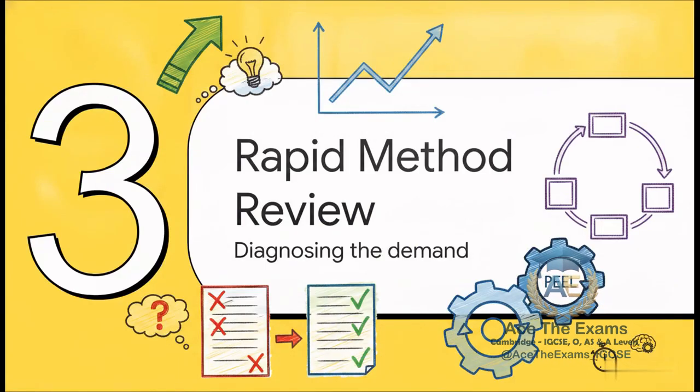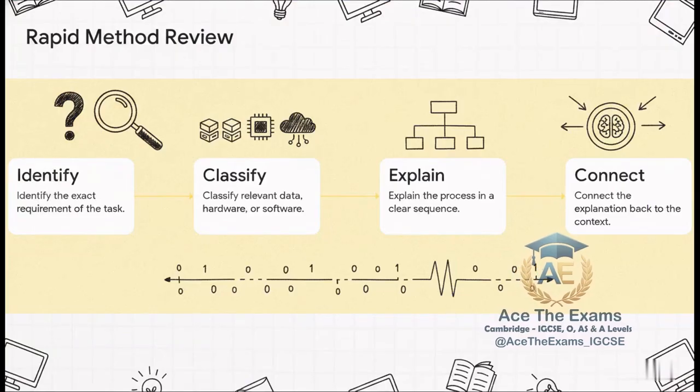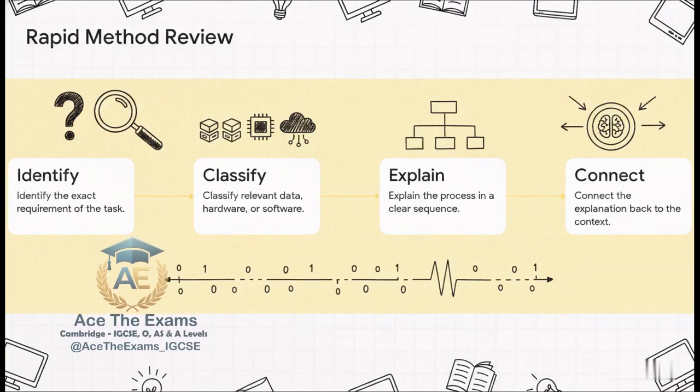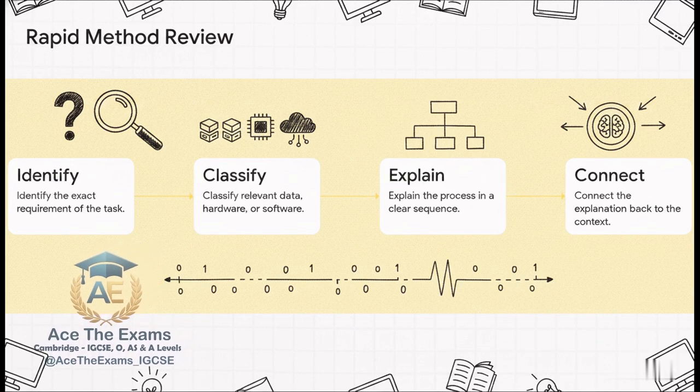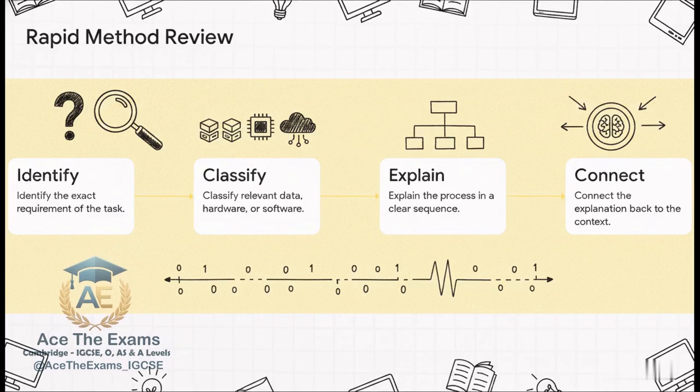Let's dive into Section 3, the Rapid Method Review. Here is exactly how we diagnose the demand of the exam. This is where we see the ultimate transformation happen. We are going to take those brutal red pen marks on Alex and Sam's papers and watch them magically transform into beautiful green check marks.